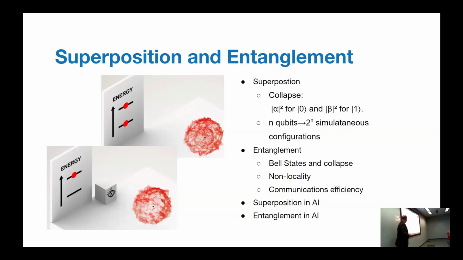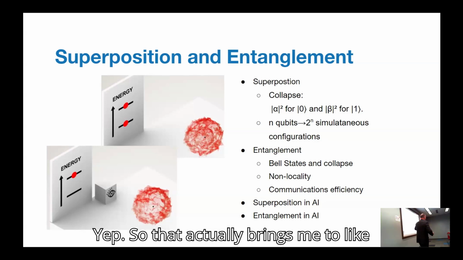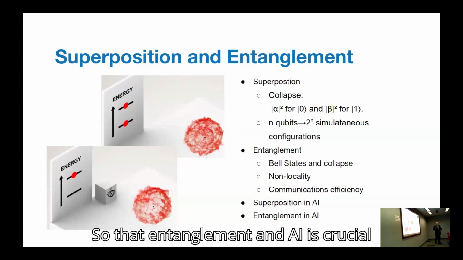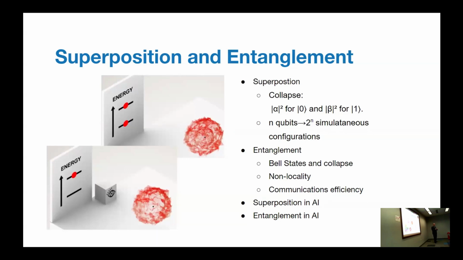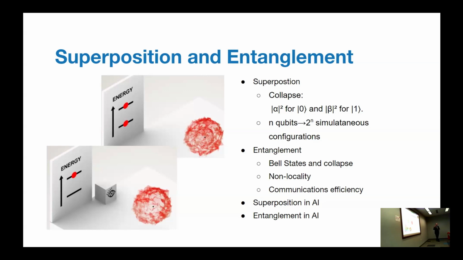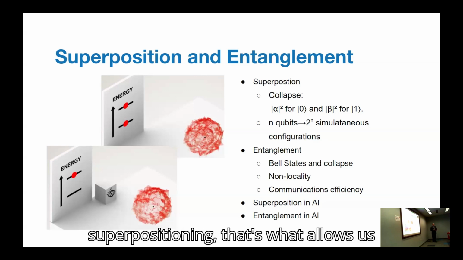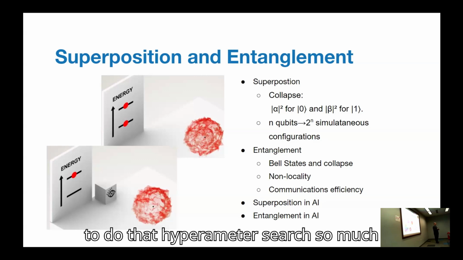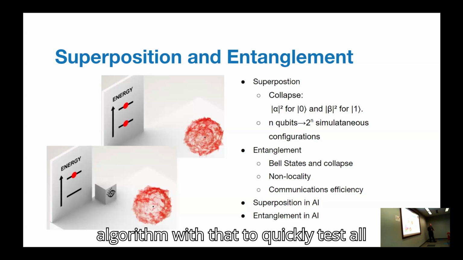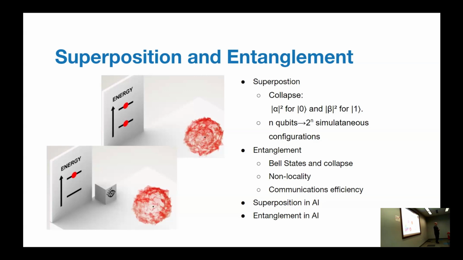All right. So that brings me to superposition and entanglement in AI. Entanglement in AI is crucial for us to be able to do these repeated iterations, so that we can see what's going on. And superposition is what allows us to do hyperparameter search so much more efficiently. We can use Grover's algorithm with that to quickly test all possible values.